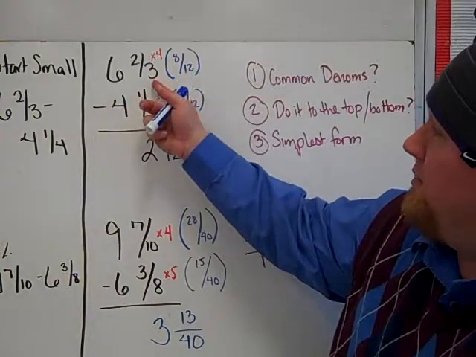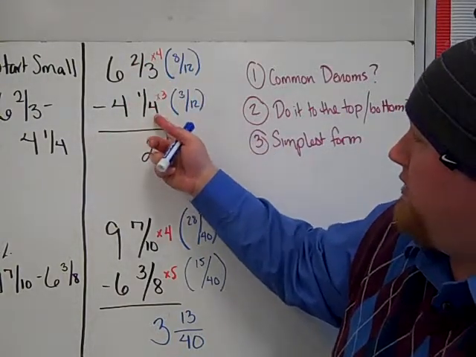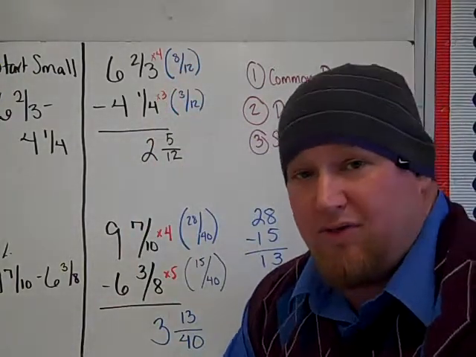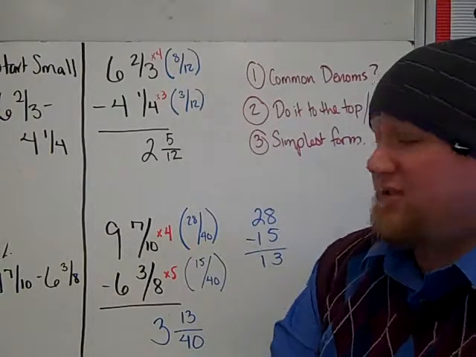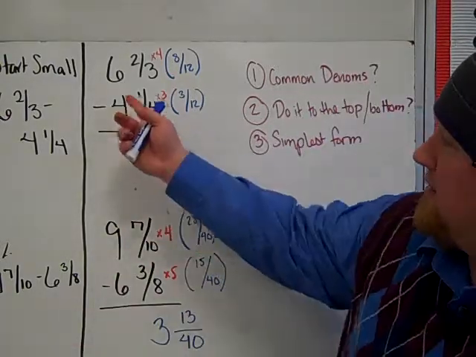Multiply the 3 by 4. 2 times 4 is 8. 1 times 3 is 3 over here, because 4 times 3 is 12. That gives me 8 twelfths minus 3 twelfths. And you know what? Then it's just subtraction. What's 8 minus 3? 5 twelfths. 6 minus 4 is 2.